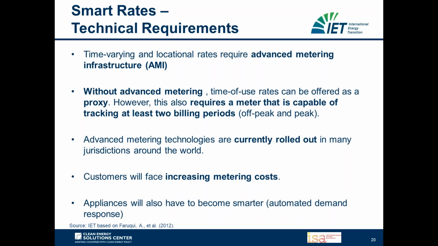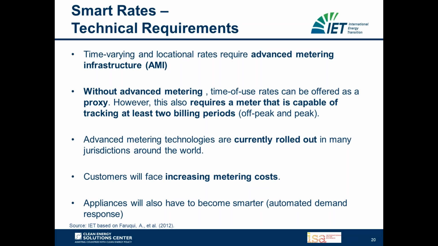However, if you want to become more granular, go into real-time pricing or locational pricing, then you would need to implement even more advanced meters. As you probably know, many jurisdictions around the world are currently rolling out smart meters. This, of course, especially in the first place, when you replace a meter, increases the metering costs, because a smart meter is more expensive than a traditional meter, and also, of course, someone has to come to your household, replace a meter, and this, of course, increases the metering cost for the final consumer.